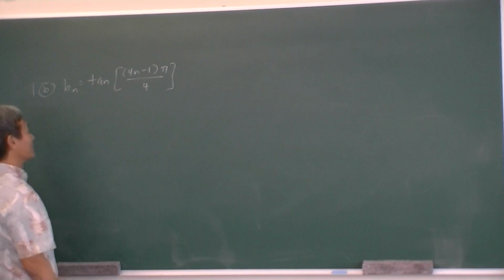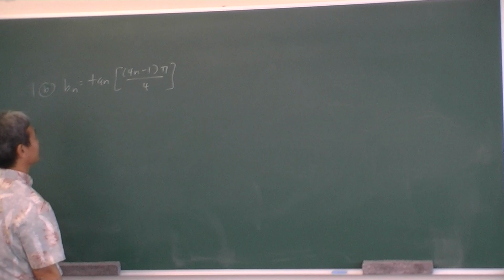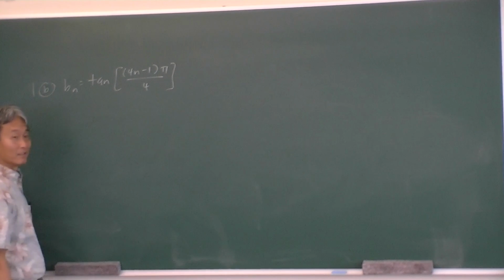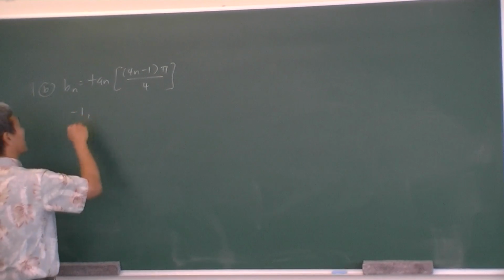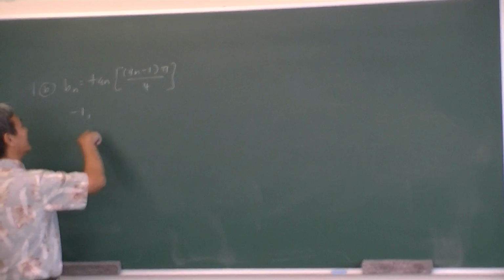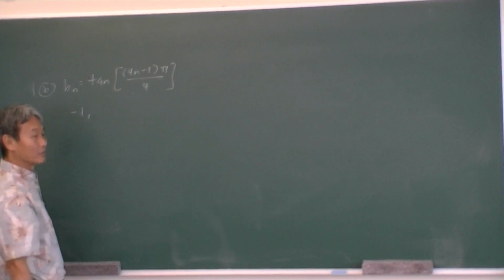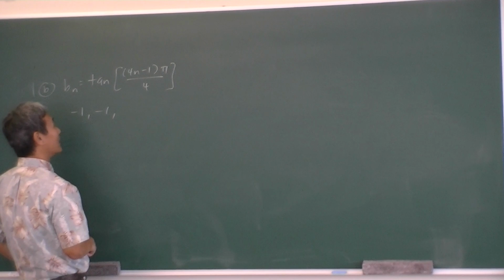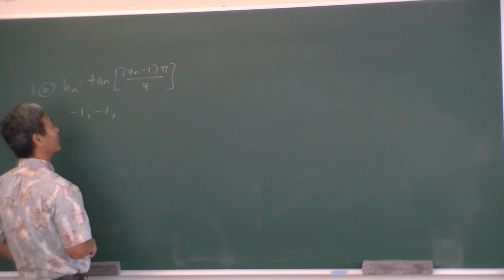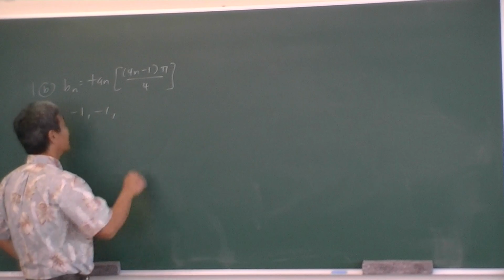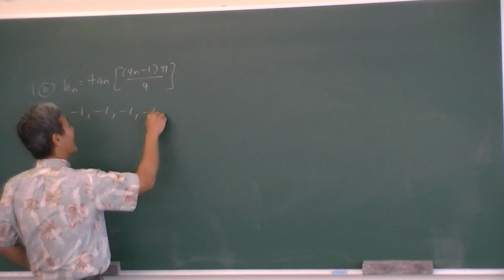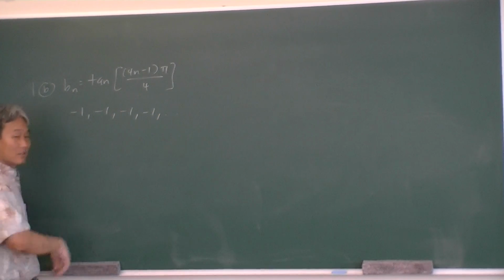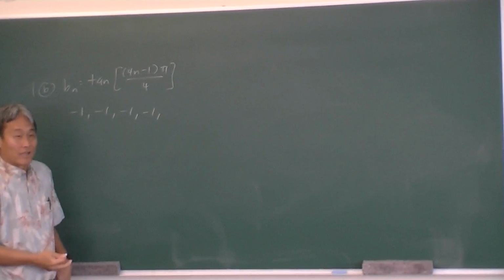So if I plug in 1, 2, 3, 4, what do you get? Plug in 1: negative 1. Plug in 2: 7 pi over 4, tangent, negative 1. If I plug in 3: negative 1. You plug in 4: negative 1. It's always negative 1, so the sequence converges to negative 1. The limit is negative 1, because it's always negative 1.